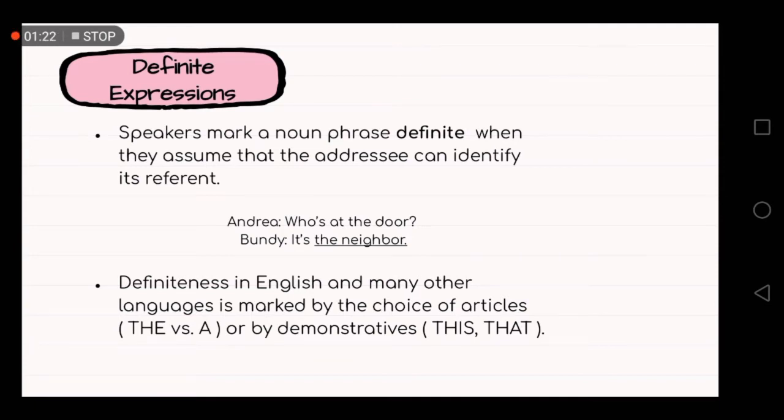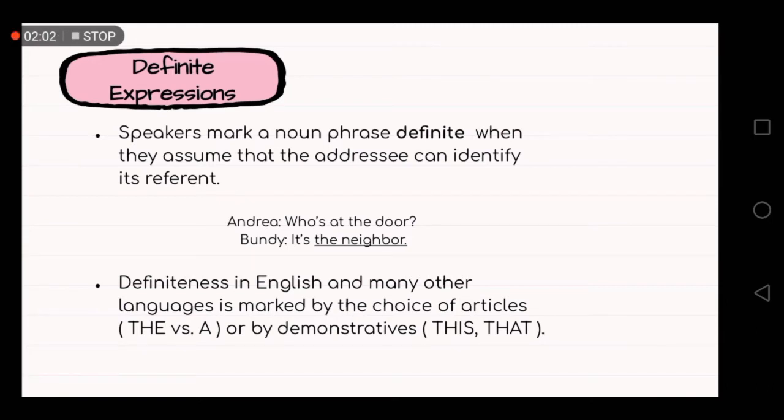In this example, the definite noun phrase, the neighbor, in Bundy's answer, presupposes that Andrea can determine which neighbor Bundy is talking about. So the speaker, Bundy's answer will be only appropriate or considered as definite if she and Andrea have only one neighbor or Bundy is expecting a particular neighbor.